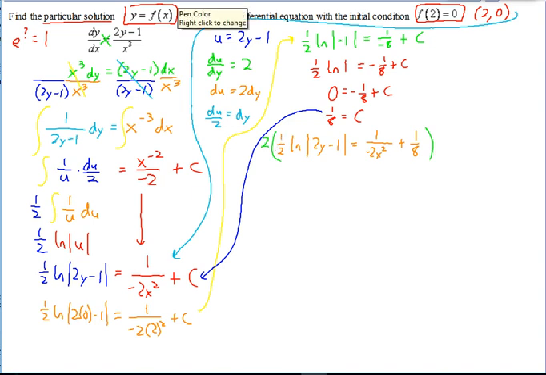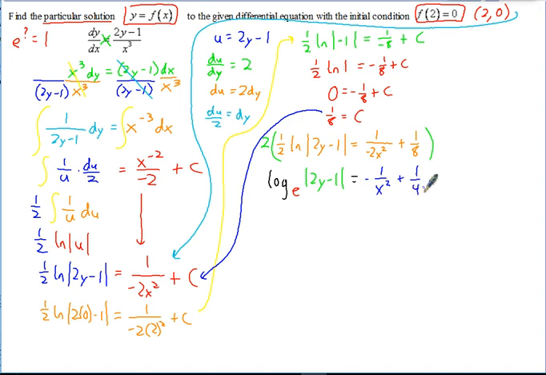And when you do that, remember you have natural log, but that's the same as the log base e. And then we'll have the absolute value, 2y minus 1, equals, on this side when you multiply by 2, the 2 is reduced out, so you just get negative 1 over x squared, and then 2 times 1/8 is 1/4.